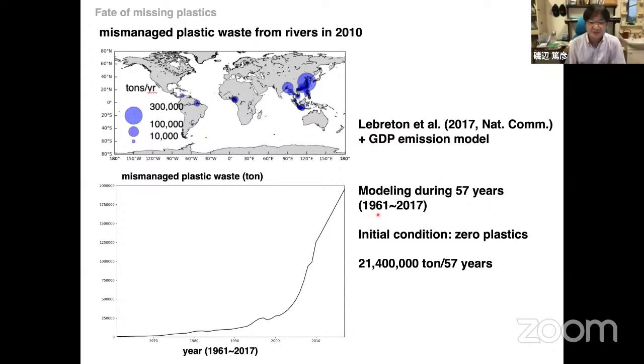The model starts from 1961 and ends in 2017, which is the present time in this study, so during 57 years. The initial condition is of course zero plastics. We have no plastic in the ocean. In total, we release 21.4 million tons of plastic debris and microplastic from the rivers over the entire computation period of this model.